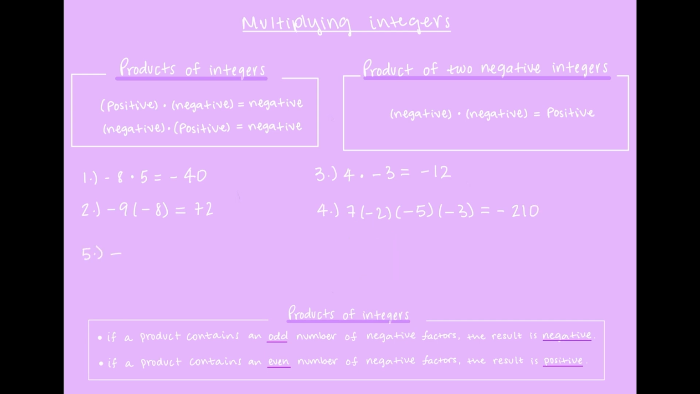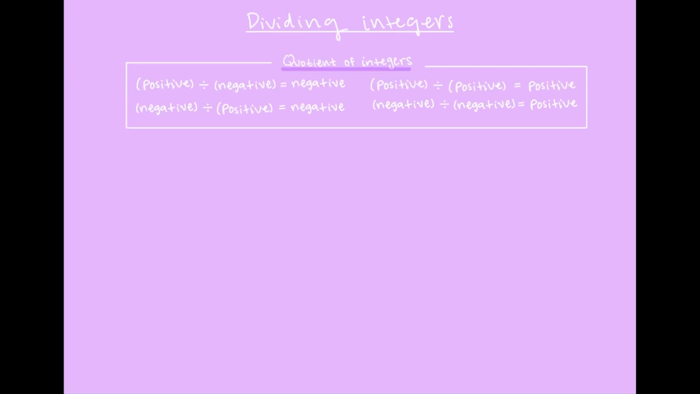Now let's multiply negative 6 by 0. Because of the zero property, which states that any number multiplied by 0 is 0, this answer results in 0. Now let's do some examples dividing integers.